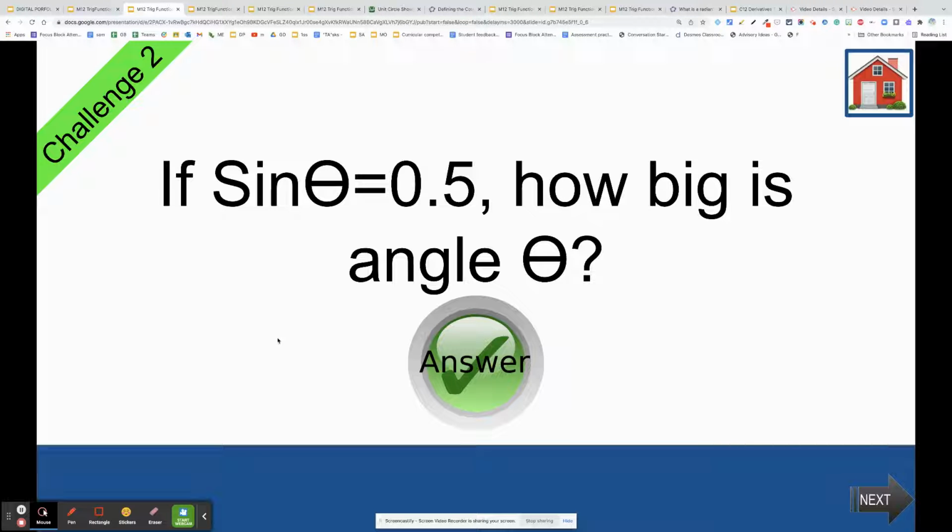Now let's see if you've followed that. If sine theta equals 0.5, how big is the angle? Please press pause on this video, answer this question to the best of your ability, and then let's check in.